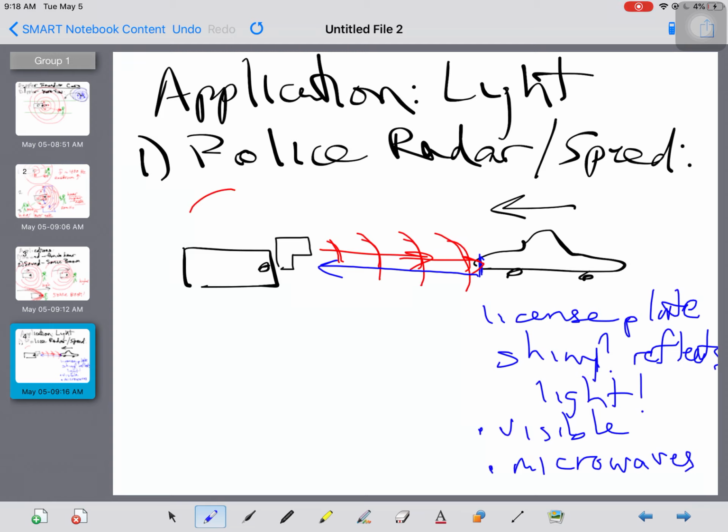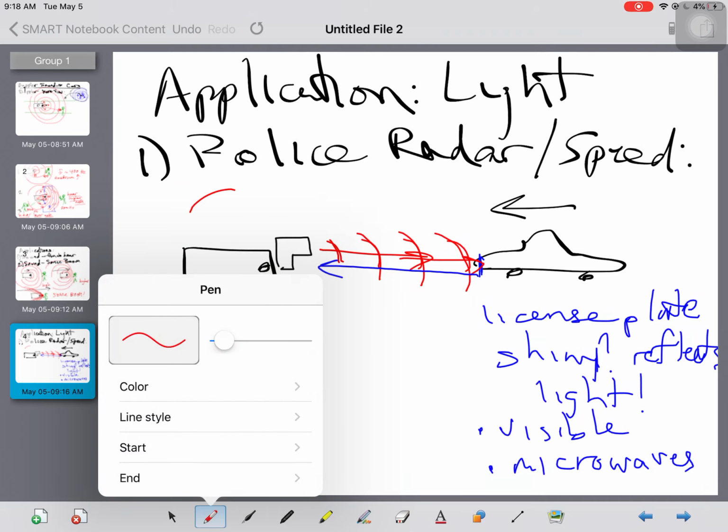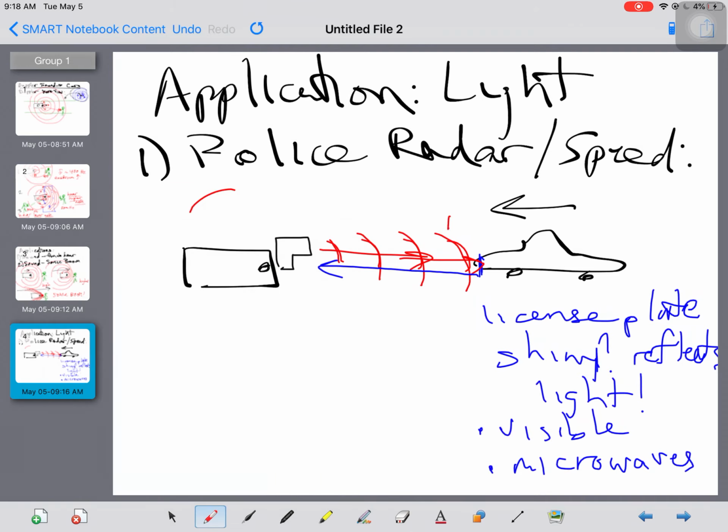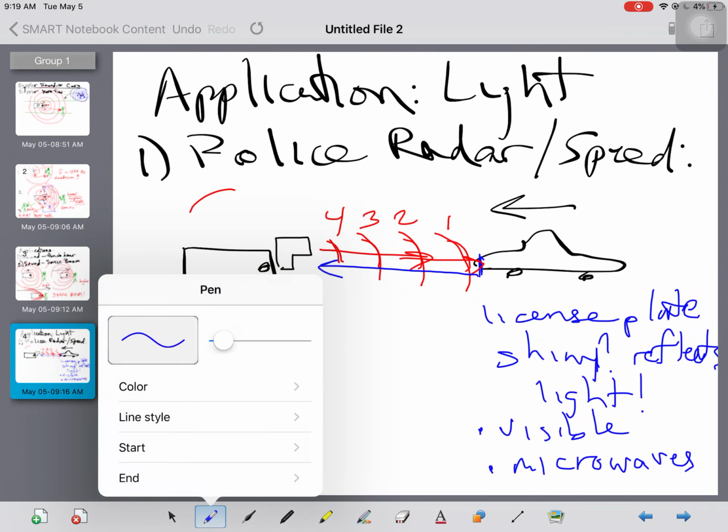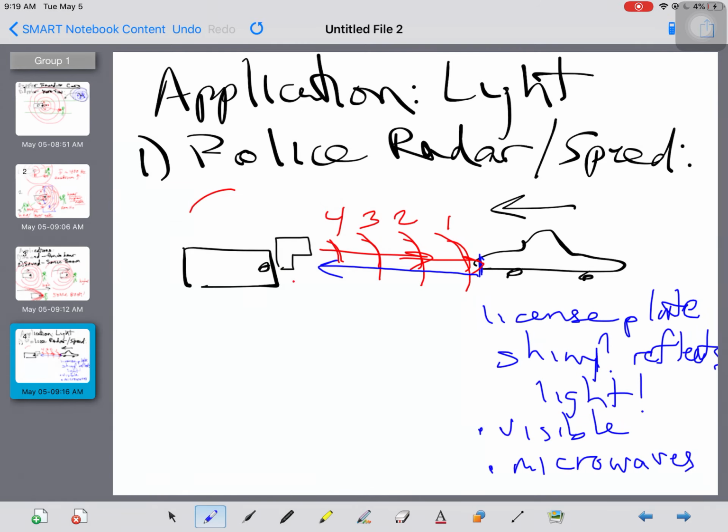And here's the cool thing about it. When it hits your car, if the car is moving toward the policeman, it actually intercepts these wave fronts. It intercepts these. So here's 1, 2, 3, 4. Sooner than it would have if it were sitting still. And it sends them back. It reflects them back. Now, why is the license plate flat? So it's like a mirror. You want a flat and shiny object as the license plate so that it actually just sends the light back.